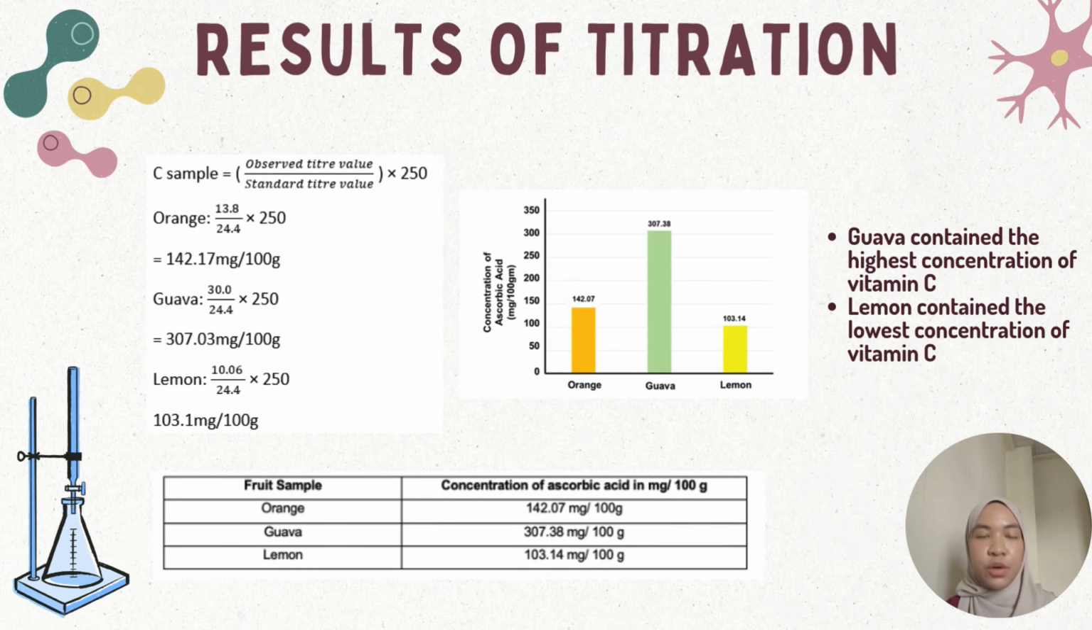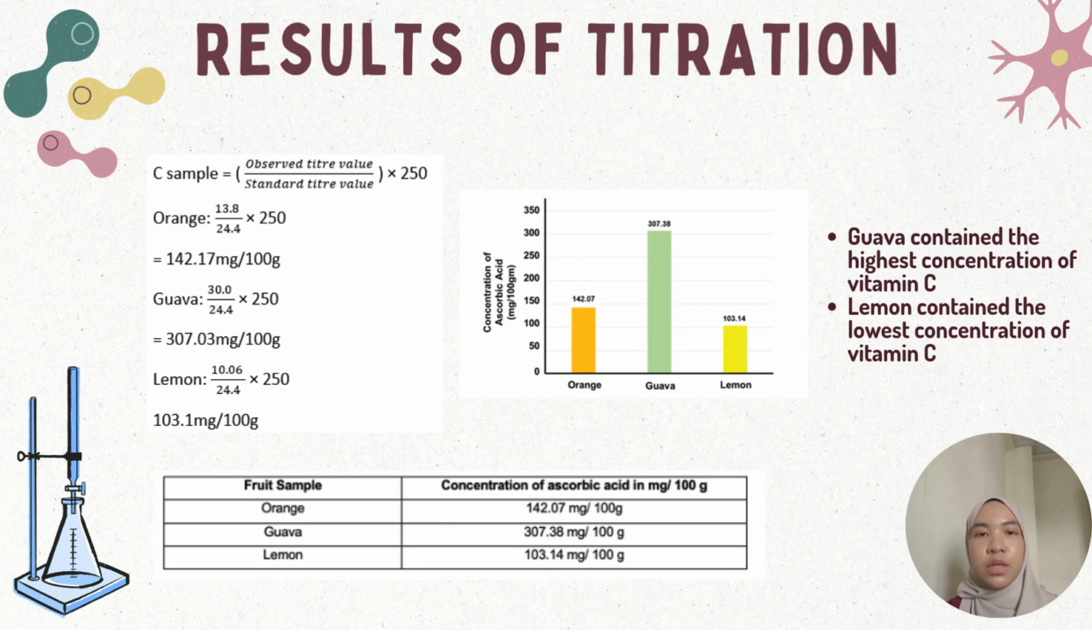Based on the titrate value obtained from the titration, the concentration of ascorbic acid or vitamin C was calculated for each fruit sample. As shown in the table, guava contained the highest concentration of vitamin C at 307.38 mg per 100 grams of fruit. Orange contained 142.07 mg per 100 grams, while lemon contained 103.14 mg per 100 grams.